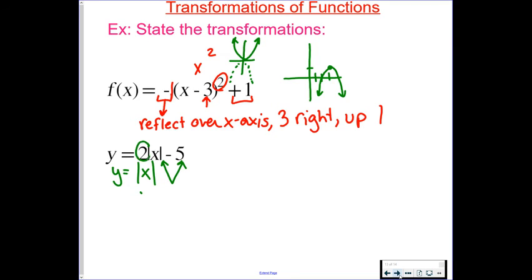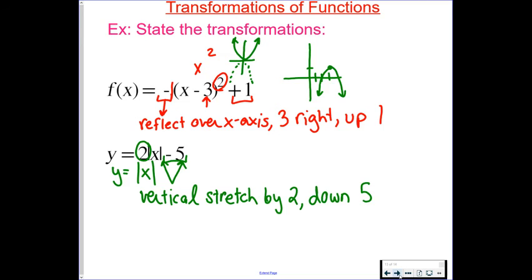Then think about the 2. What does the 2 do to the graph? Right, it's a vertical stretch by 2 because it's bigger than 1. Let's see if there's anything else. There's no left or right because it's just x on the inside. And the minus 5, what does that tell me to do with the graph? Right, go down 5 units.